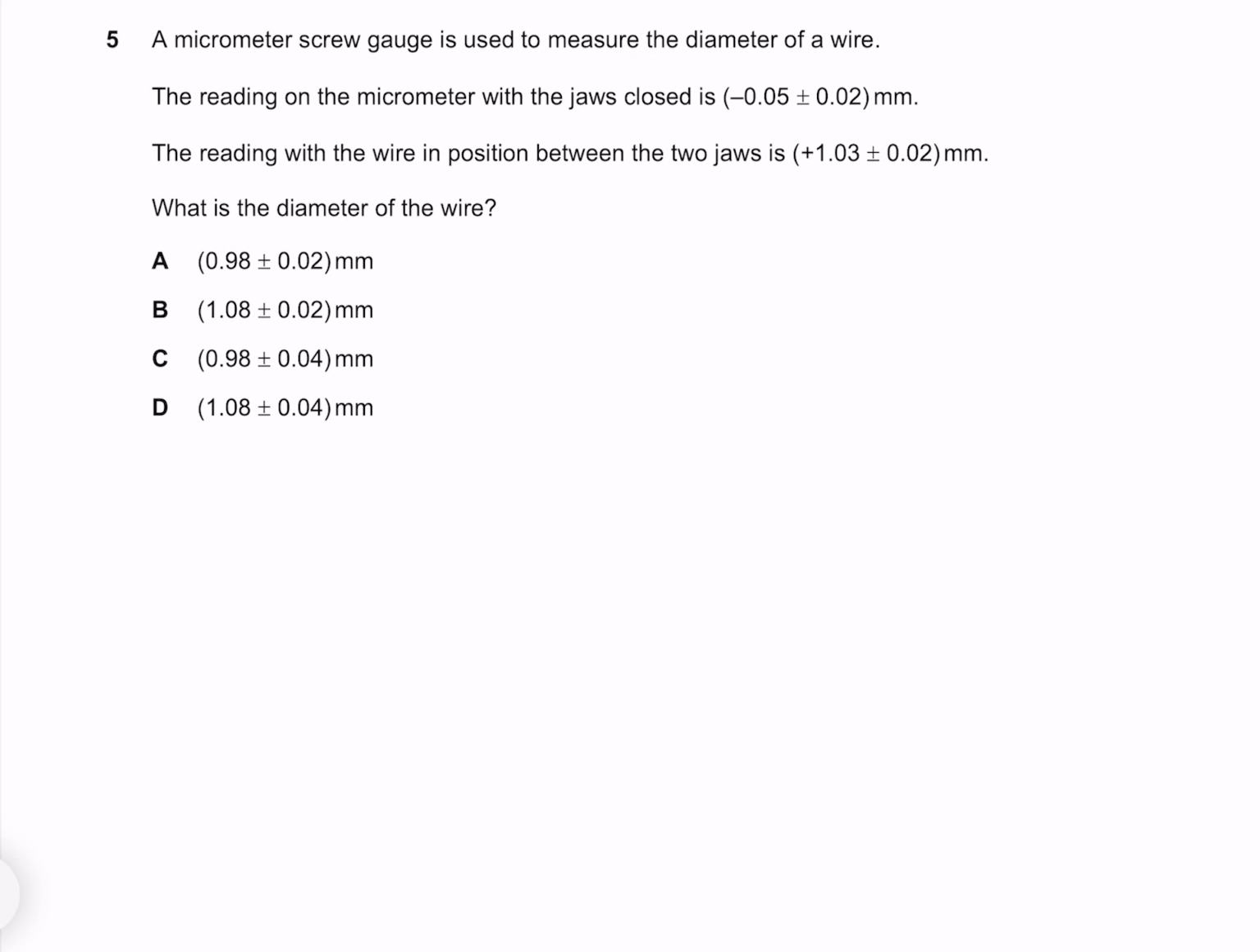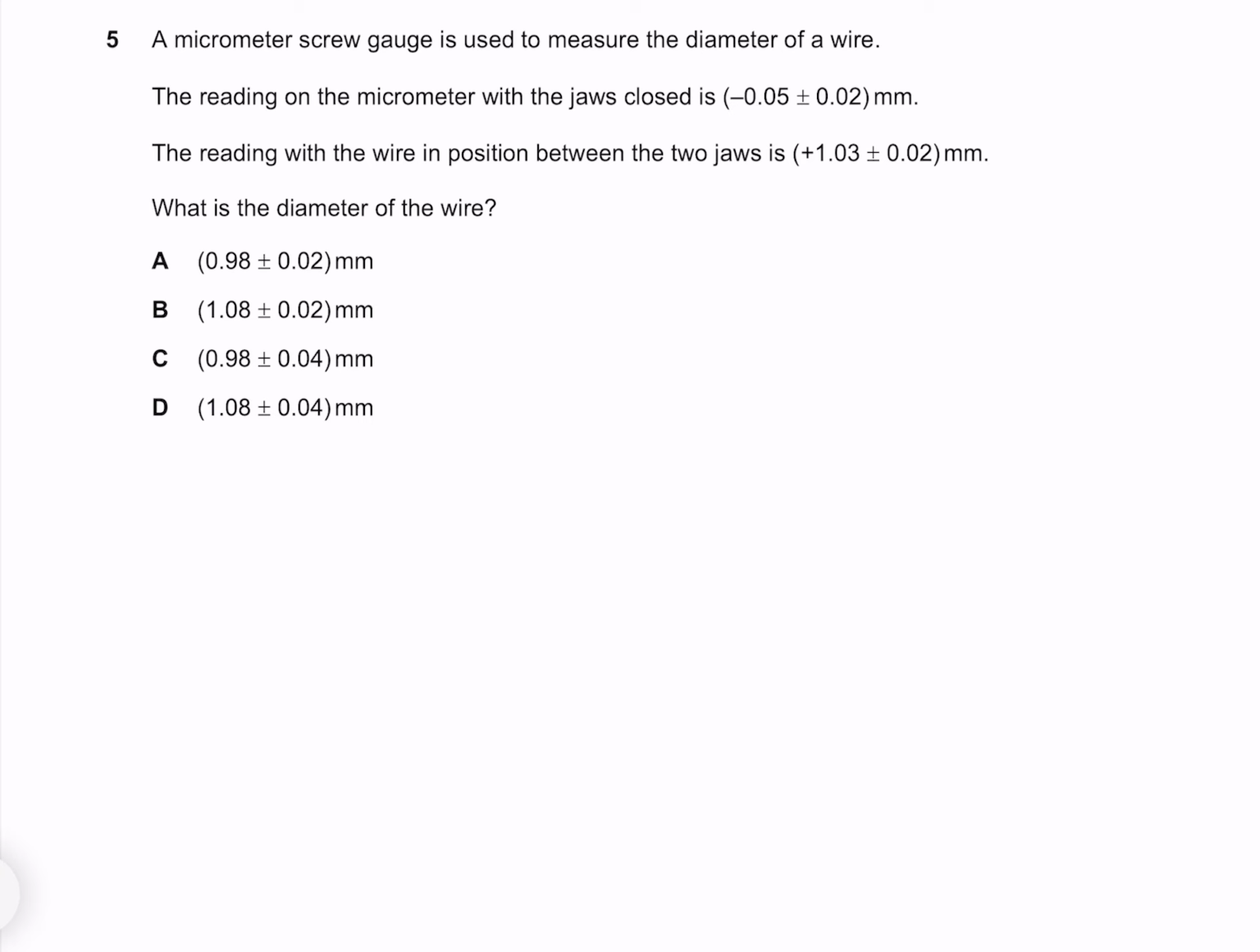A micrometer screw gauge is used to measure the diameter of a wire. The reading on the micrometer with the jaws closed is -0.05 plus or minus 0.02 mm. The reading with the wire in position between the two jaws is +1.03 plus or minus 0.02 mm. What is the diameter of the wire?